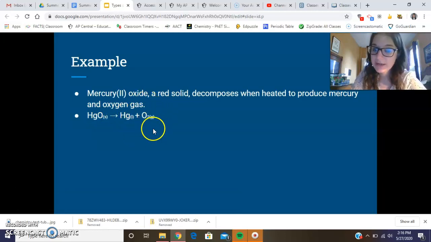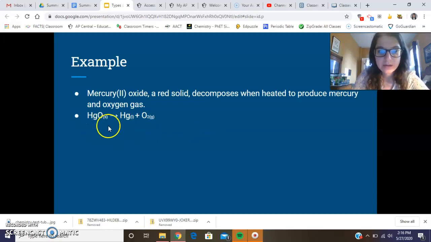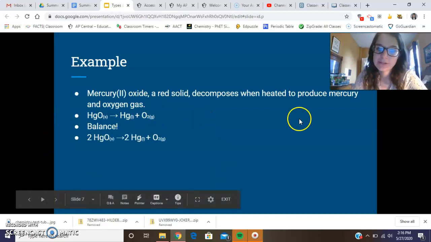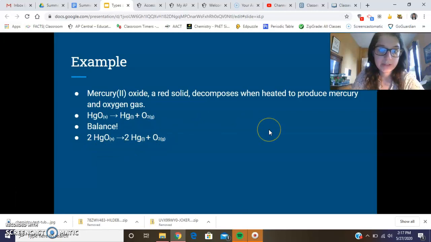And again, oxygen gas in its elemental state as a diatomic element is always going to be O2. We have to make sure that we balance this equation. So on the product side, we have 2 oxygen, but only 1 oxygen on the reactant side. So if we add a 2 on the reactant side, then we have to add a 2 in front of mercury in order to make sure that mercury is also balanced in the end. And we get a balanced chemical equation of 2HgO yielding 2Hg plus O2. So this is again a decomposition reaction. We can see that a compound is being broken down into its elements.